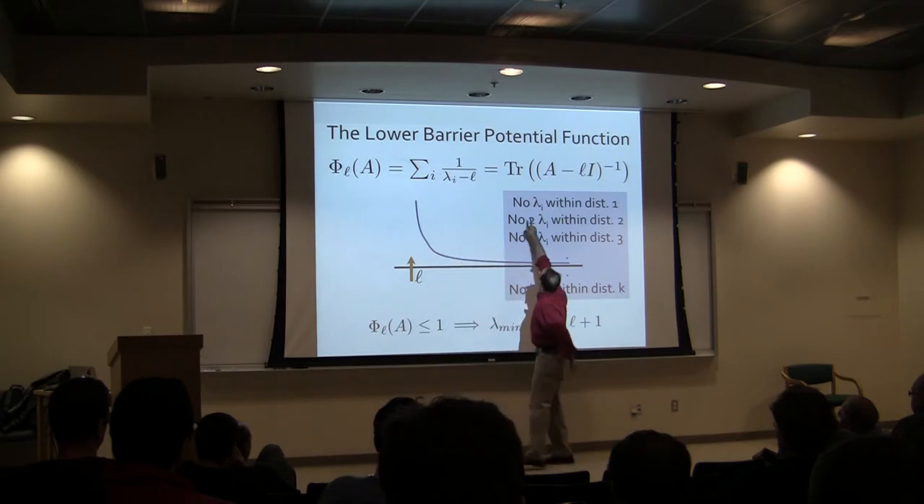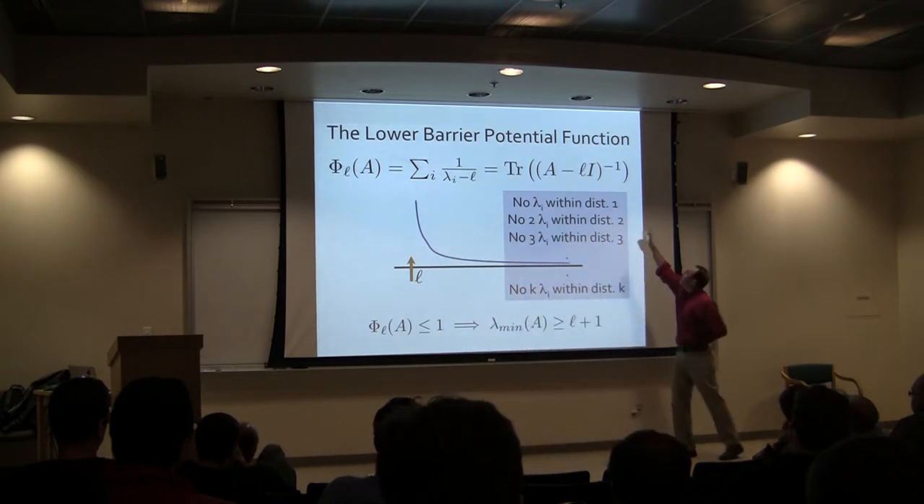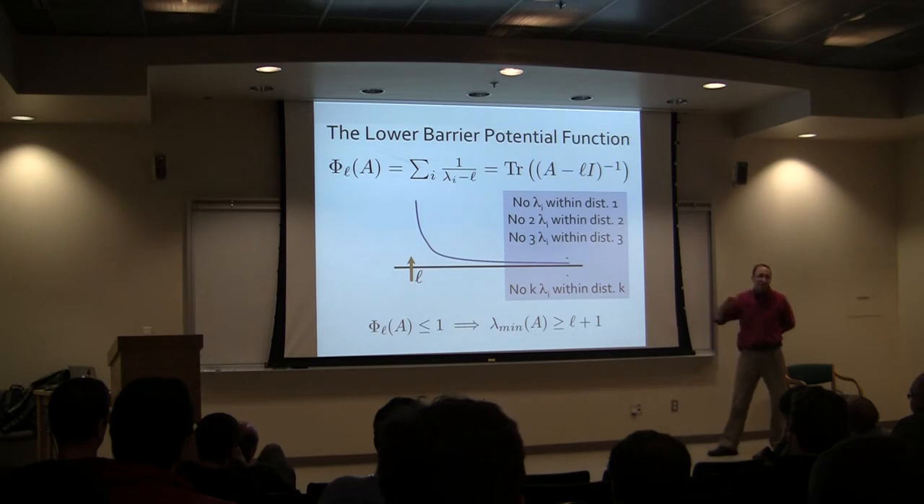It also has a very nice expression. You can write it as the trace of the inverse of A minus L times the identity.